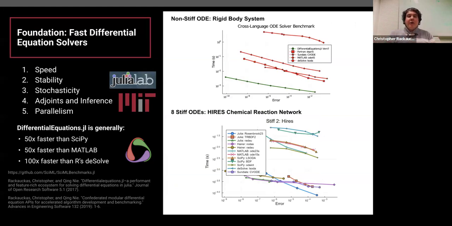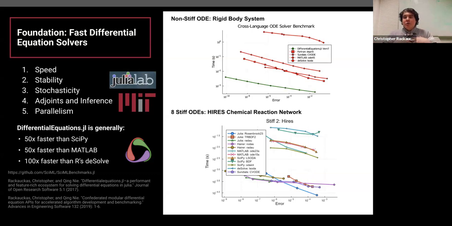like ode45 in MATLAB, or how SciPy has ODE solvers as well, right? These are core utilities for numerics, and specifically for doing things like physical modeling, chemical modeling, biological modeling, you name it. Most physical laws are expressed as differential equations or differential algebraic equations.